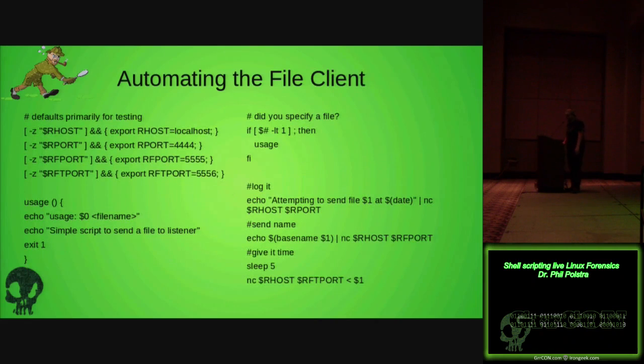What about the client side? All right, so on the client side, these first couple lines are just defaults for testing in case I didn't set up that other stuff that I showed you in a previous script. And it's easy. I just call the script and give it a file name, and it says, did you give me a file name or not? If you didn't, I'm going to give you usage. I log it to my little log file, and then I send it across. And here's where I wait. I sleep for 5 seconds just to make sure everything's up and going on the other side, and then I send the data.